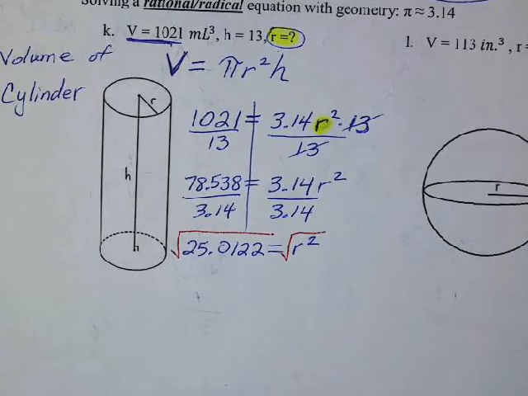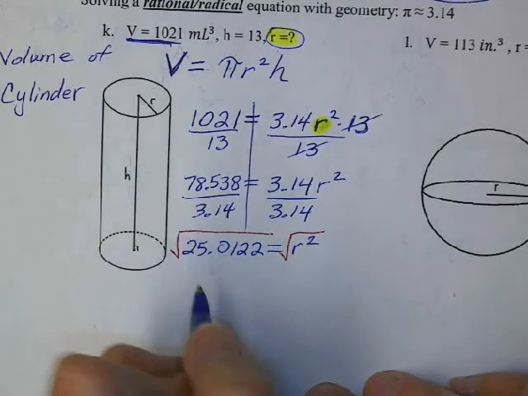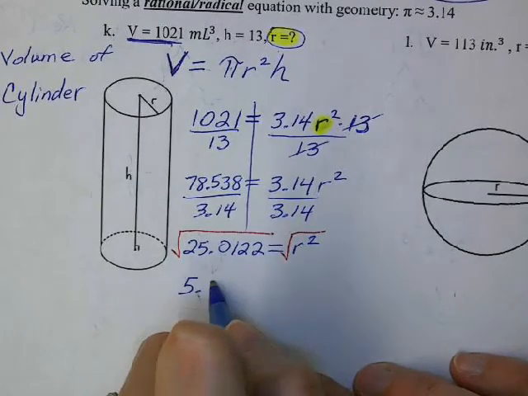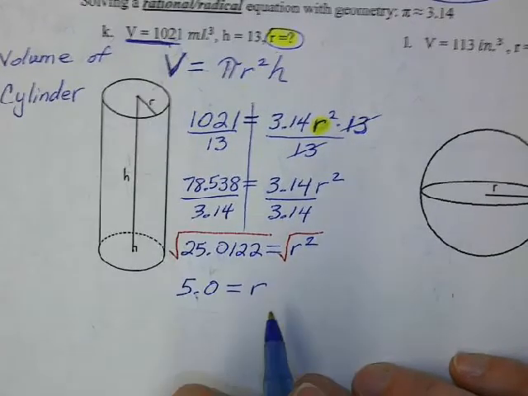And we'll just round it to 2 decimal places again. It looks like it comes out to 5.001. So 5.0 is fine. Yep, r equals about 5.